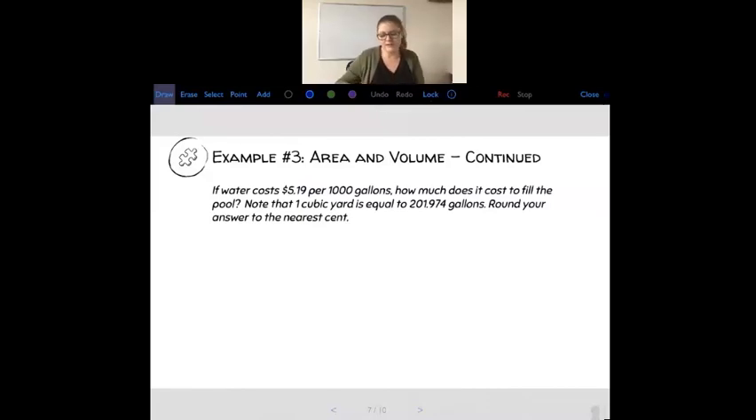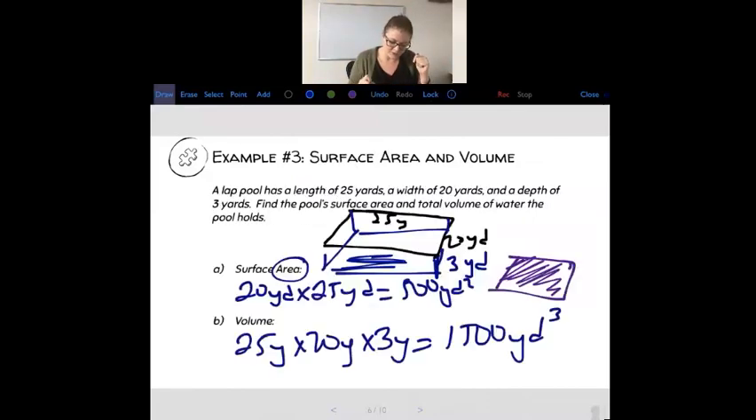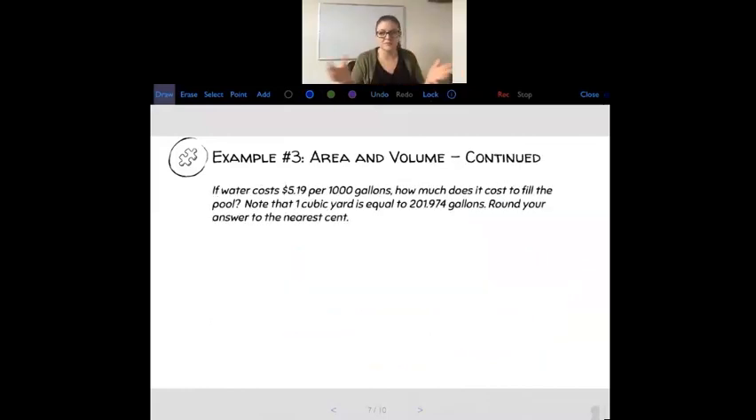Okay, so let's talk about understanding the problem. We have a pool, a lap pool. It's probably at some sort of swim center that has a volume of 1,500 cubic yards. Let's say the pool is completely empty. They're getting ready for a competition. They need to fill this pool. How much is it going to cost? Well, it costs $5.19 per 1,000 gallons. So let's say the pool was 2,000 gallons. Then it would cost $10.38, and so on and so forth.